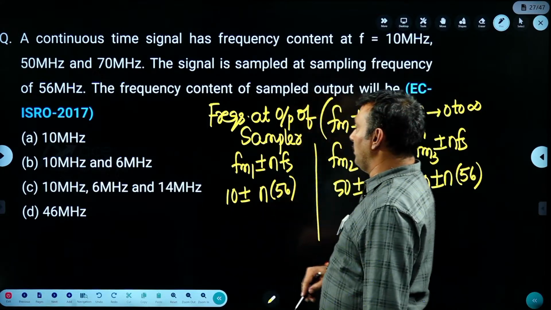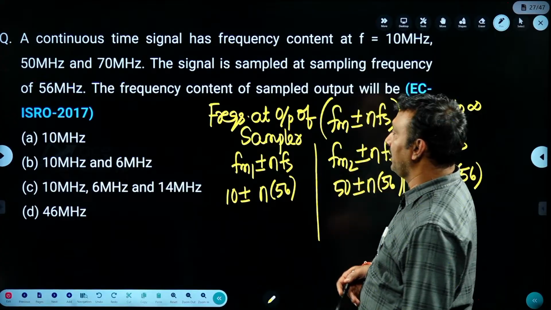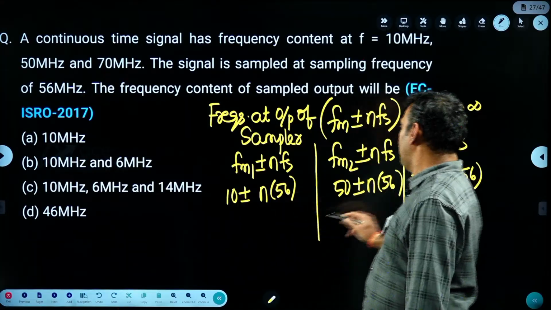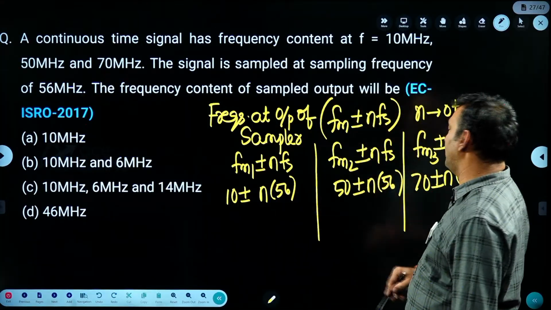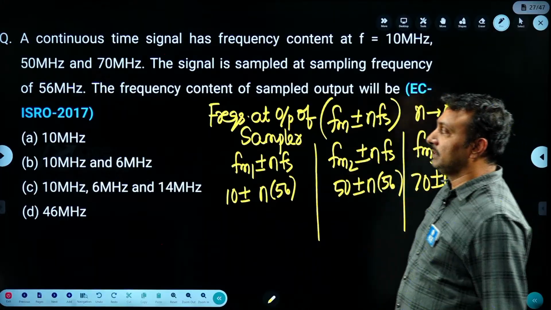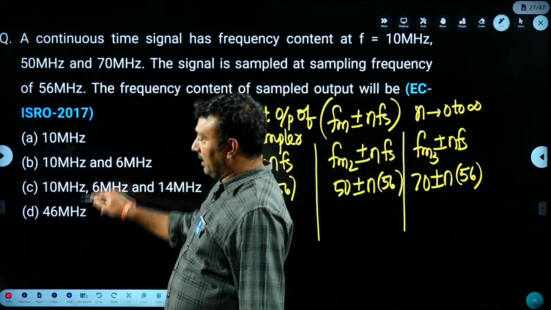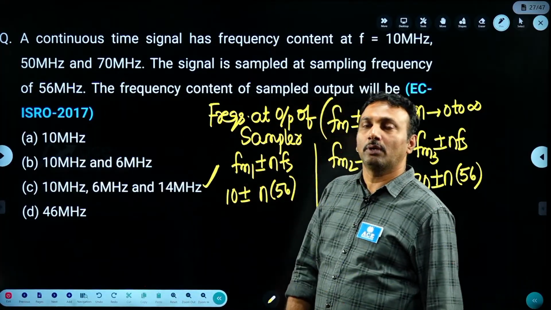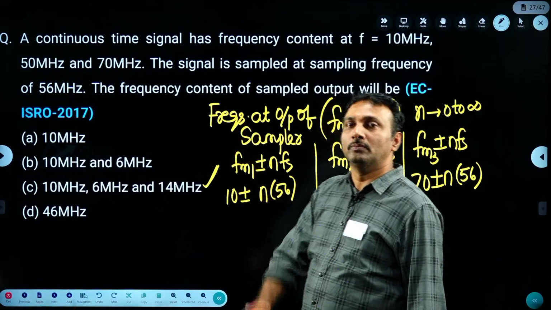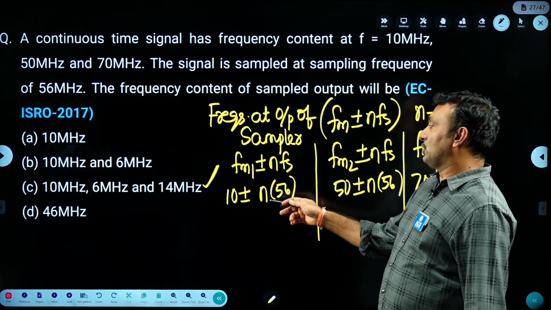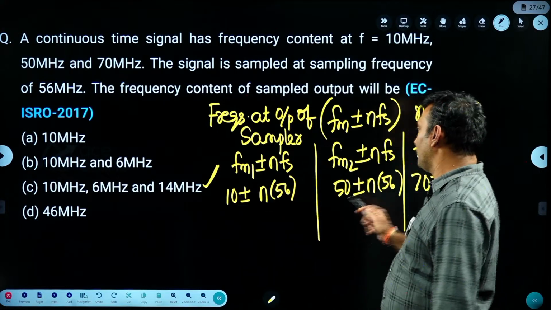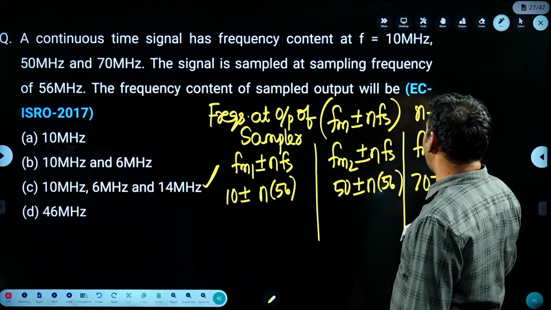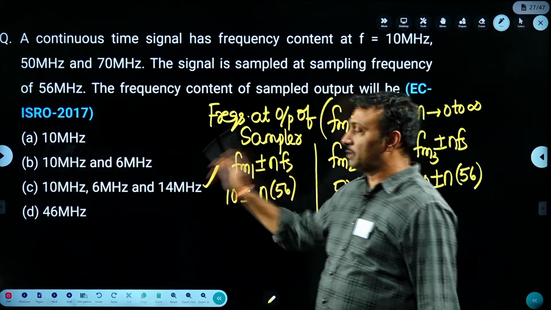See, n value 0 will make 10, 50, 70. N value 1 is making 66 and 46. Here 6, we will get 6 megahertz. Here 14 megahertz. Correctly speaking, individually all the options are correct, but the best option is this one out of the available options. Actually all options are true, because n equals 0 is making 10, n equals 1 is making here 50 minus 56, that is minus 6, 70 minus 56 is 14. So the best possibility is this one.